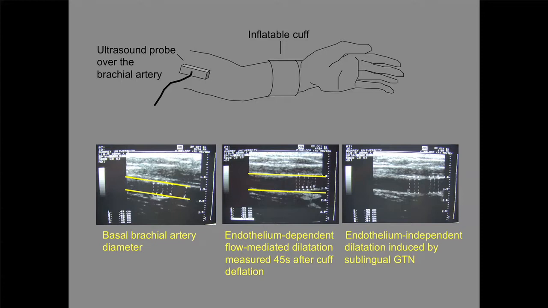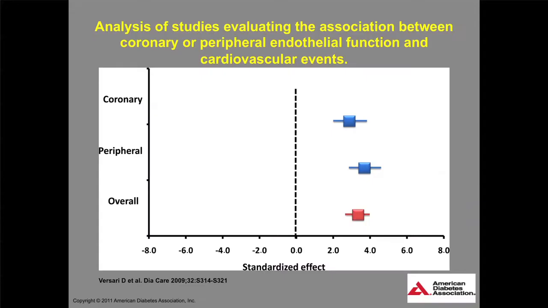And then you use a control agent, GTN in this case, to measure what it will do maximally. And if you use that approach, what you find is that it's actually a pretty good measure for predicting events early, and you can use that approach even in patients who are quite late in the process.